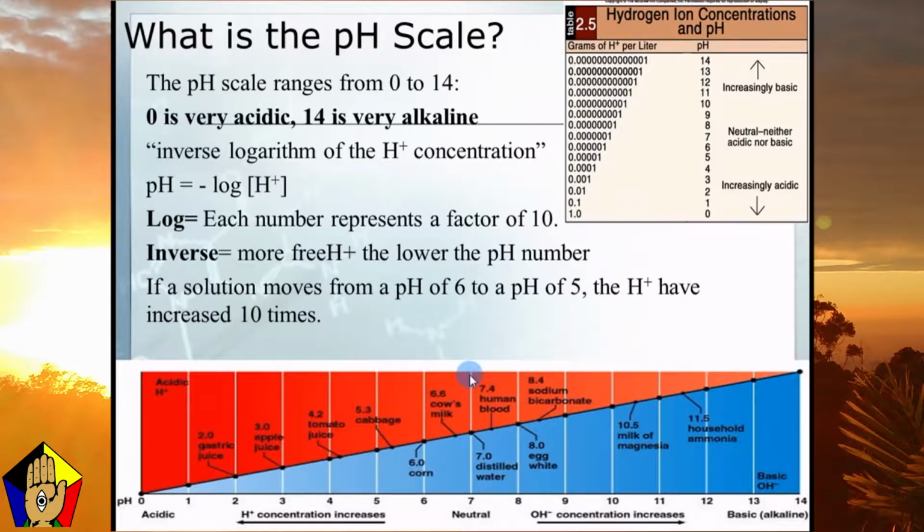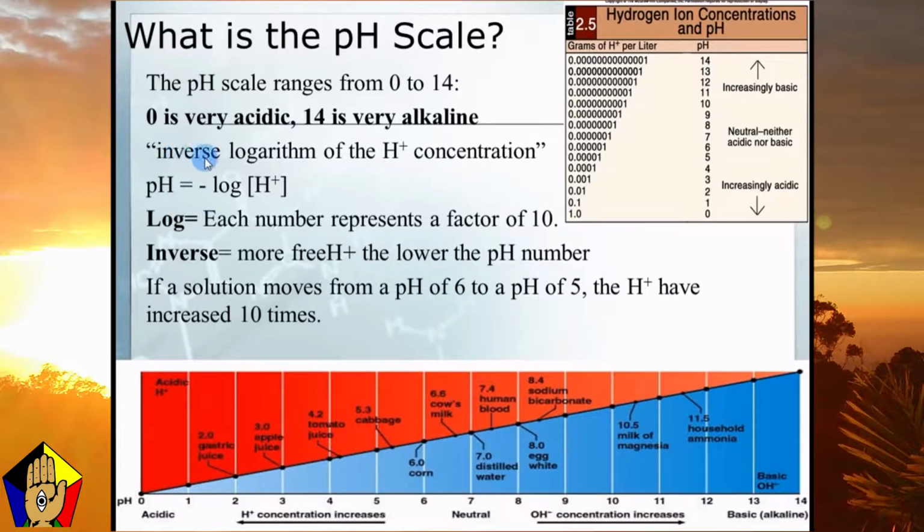7, right down the middle, means it's no more basic than it is acidic. It's perfectly in the middle. When they describe this, it's actually called the Henderson-Hasselbalch equation, and it's a complex equation for figuring out acidity. But the inverse logarithm of the hydrogen concentration is the shortest explanation for how you get the pH. Let me break that apart for you.